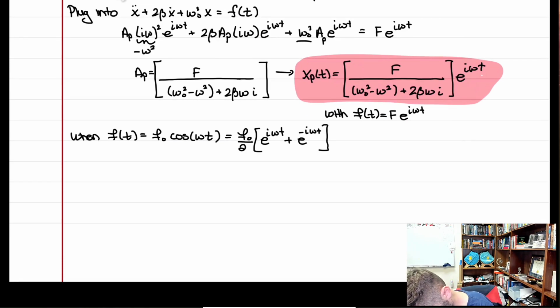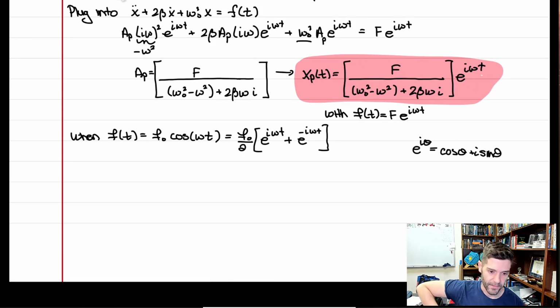And again, that's easy to prove, right? Just remember that e to the i theta is cosine theta plus i sine theta. Replace theta with omega t, and you can easily show that e to the i omega t plus e to the negative i omega t, divided by 2, is the same thing as cosine.